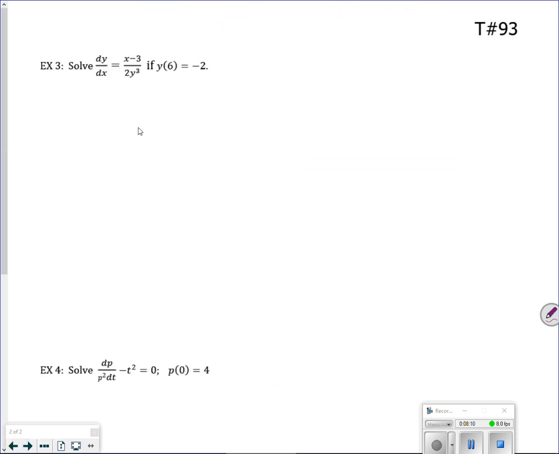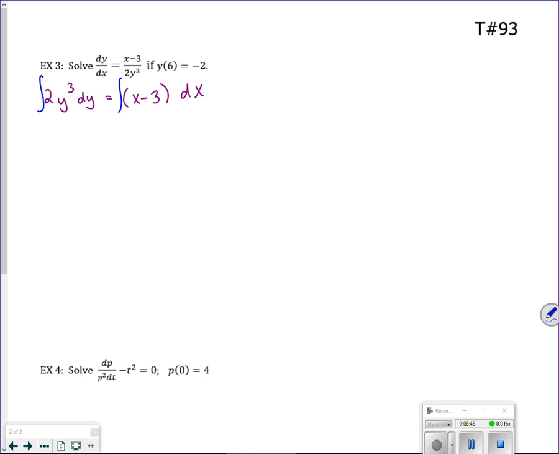Okay, now solve. When I say solve, that means find the particular solution. So again, when you're solving a differential equation, let's talk about our steps. Let's separate. So dy, I would have 2y cubed is equal to (x minus 3) dx. So that's step 1. It's always to separate. My next step is to integrate.